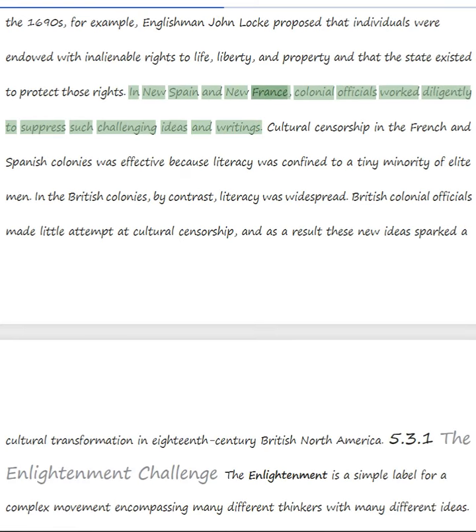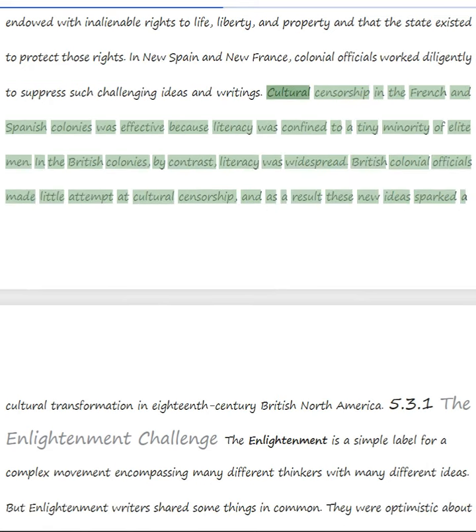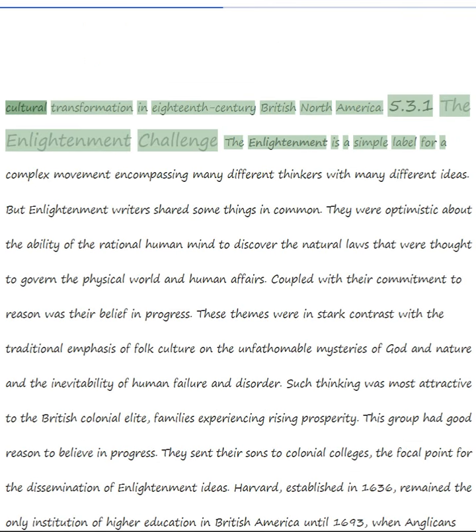In New Spain and New France, colonial officials worked diligently to suppress such challenging ideas and writings. Cultural censorship in the French and Spanish colonies was effective because literacy was confined to a tiny minority of elite men. In the British colonies, by contrast, literacy was widespread. British colonial officials made little attempt at cultural censorship, and as a result these new ideas sparked a cultural transformation in 18th century British North America.